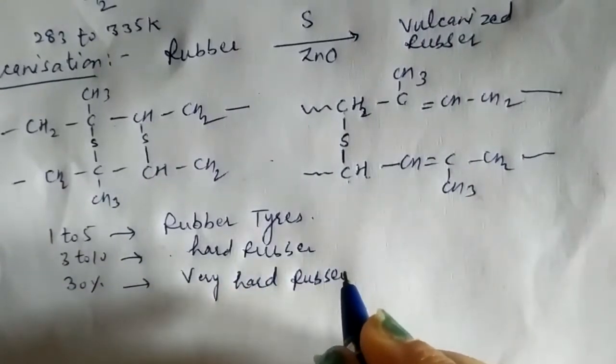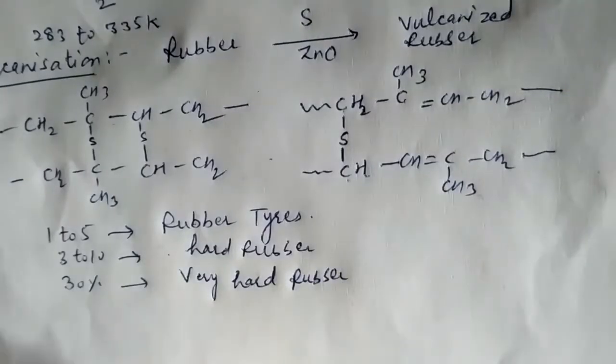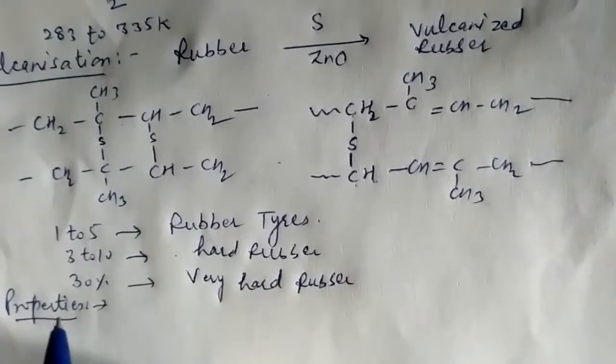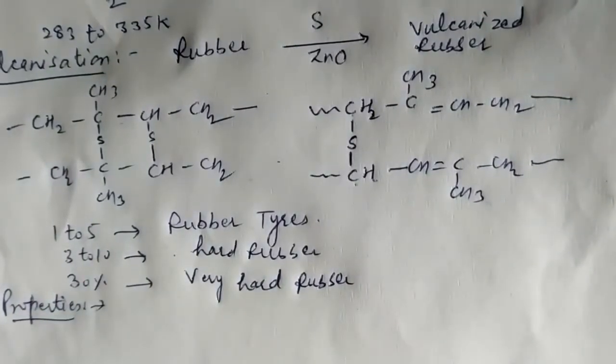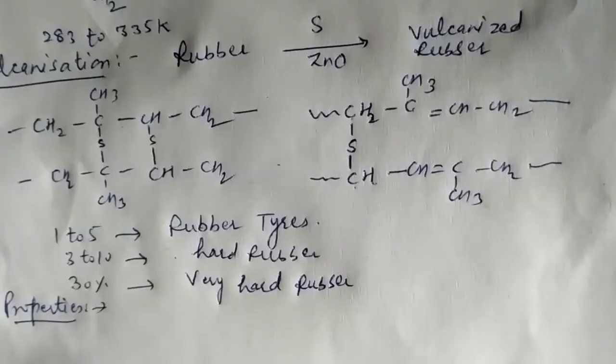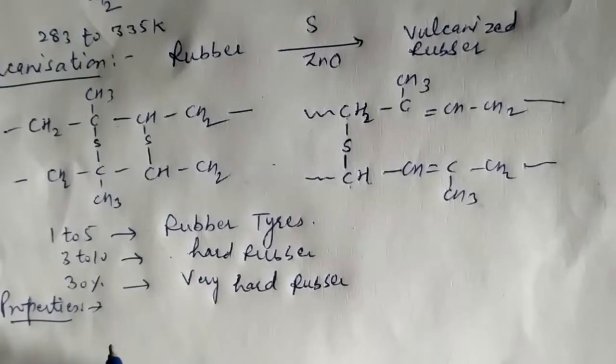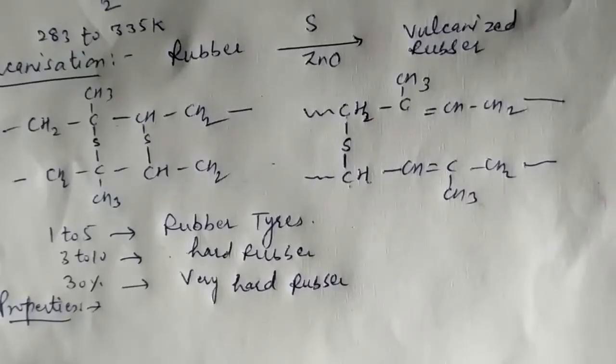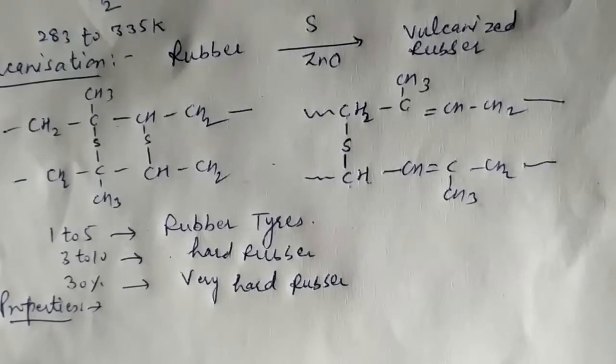So what are the properties of vulcanized rubber? Properties of vulcanized rubber, or how vulcanized rubber is better than the natural rubber. It is hard and non-sticky. It is not oxidized readily and exhibits the same behavior in all weathers. Neither becomes sticky nor becomes very hard. Resistant to the attack of organic acids, and of course it is highly elastic, and that elasticity is maintained over a wider range of temperature.